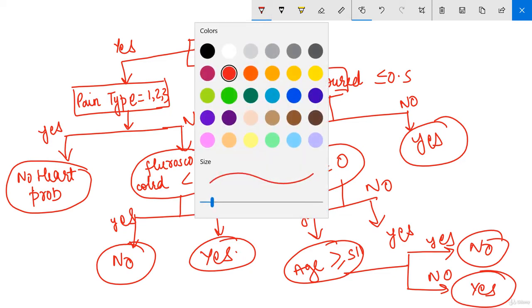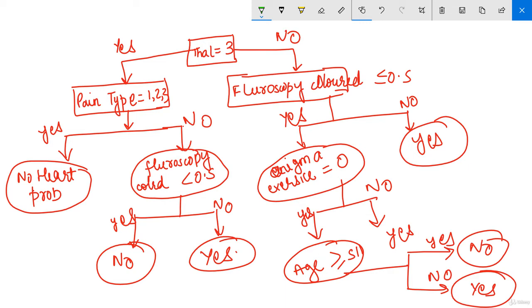So guys, this is a complicated decision tree. What is happening here is, if thal is equal to 3, your doctor will check the reports, and if it is 3, he'll say yes. So he'll check the pain type. If the pain level is 1, 2 or 3, yes, there is no heart problem. If it's more than 3, no, then he'll go for fluoroscopy colored. If it comes to less than 0.5, yes, there is no heart disease, and if it comes more than 0.5, there is a heart disease.